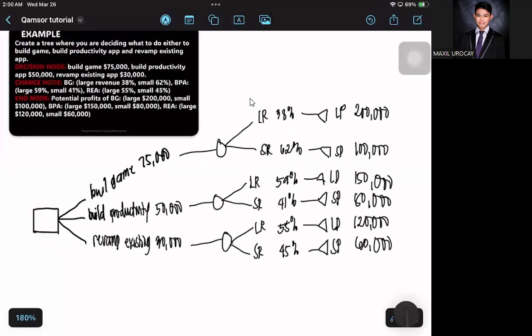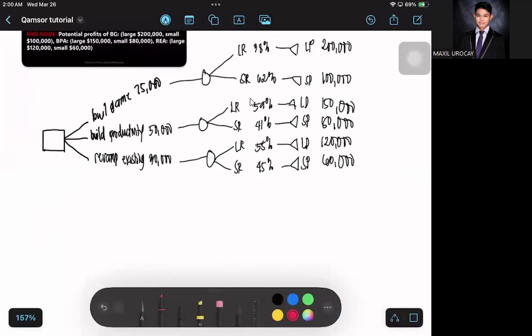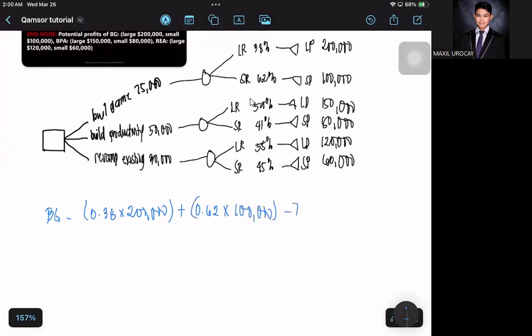And after getting the decision tree, you will need to calculate the EMV minus the cost. So for calculating that one, it will be build game. For build game, that is 0.38 times 200,000 plus 0.62 times 100,000, then minus 75,000, which is the budget.